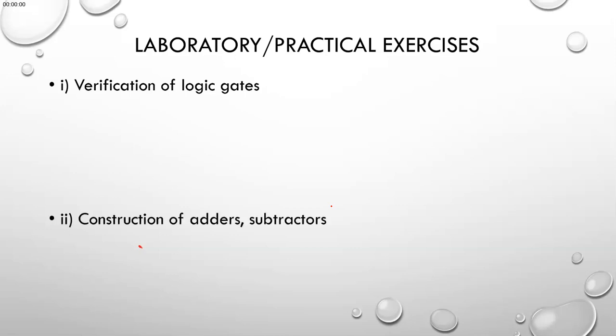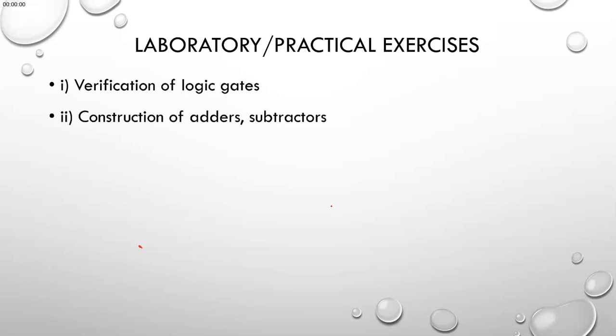And now we look at what we might need when we go to the lab. In the lab, we are going to do some experiments that are going to show you how you can verify which logic gates do what and how they function. Then you're going to employ those logic gates to come up with some combinational logic circuits such as adders and subtractors.